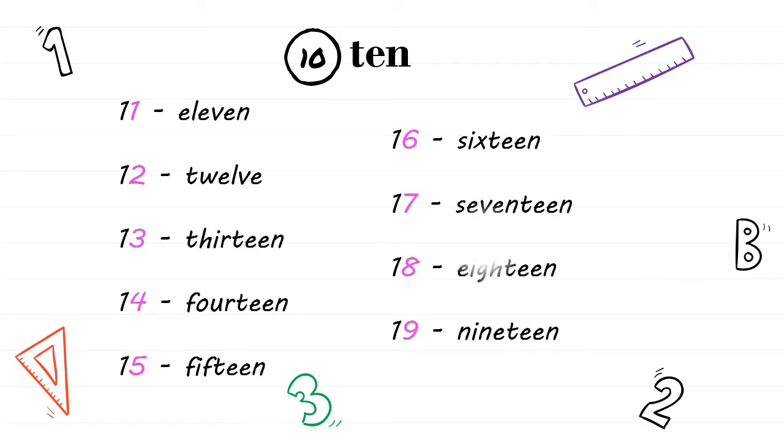These are the numbers. The first one is 11 ataupun 11. Next one is 12 ataupun 12. 13, 14, 15, 16, 17, 18, and 19.